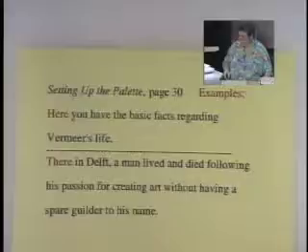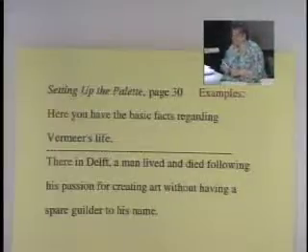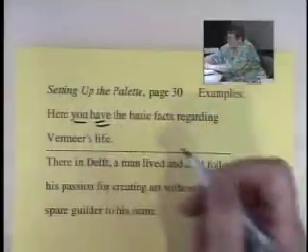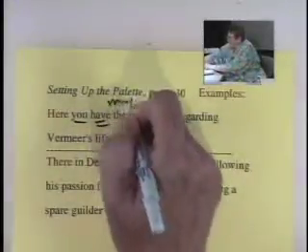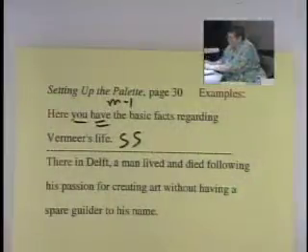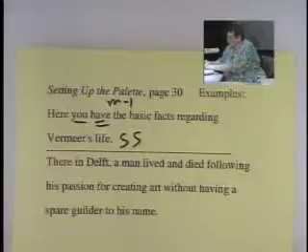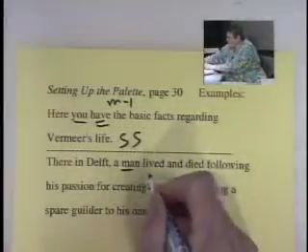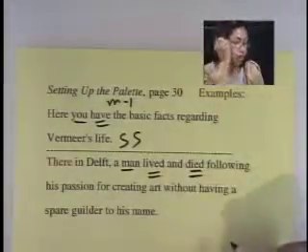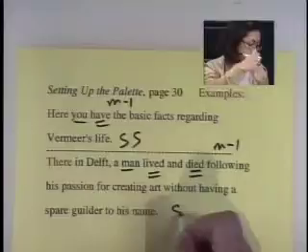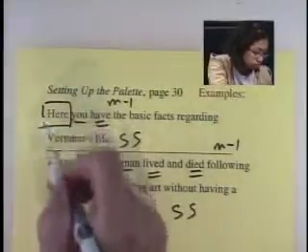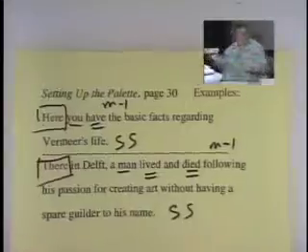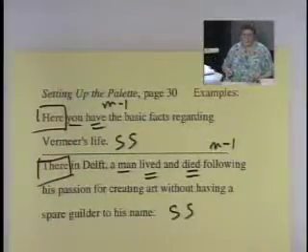And on that example, Kim, that first one, where would you say the subject was? How about the verb? Have. And what kind of a clause? Main. What kind of a sentence? Simple. And if we look at the next one, there in Delft, a man lived and died following his passion for creating art without having a spare guilder to his name. Elbelin, where's your subject? Man. And how about the verb? First one. Lived. And the second verb. Died. And the kind of clause. Main. And the kind of sentence. Simple. Exactly. Notice this sentence starts with here, no problem. This one starts with there. This is normal word order that we're looking at, and that can happen too.